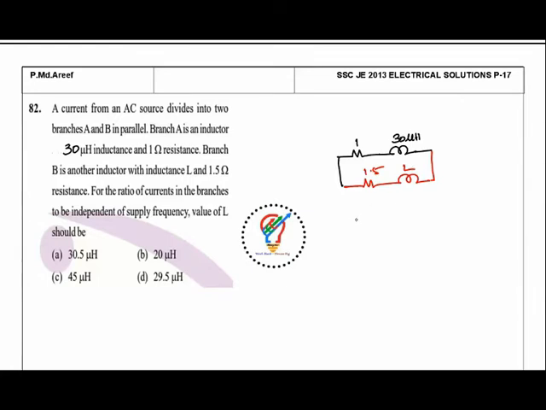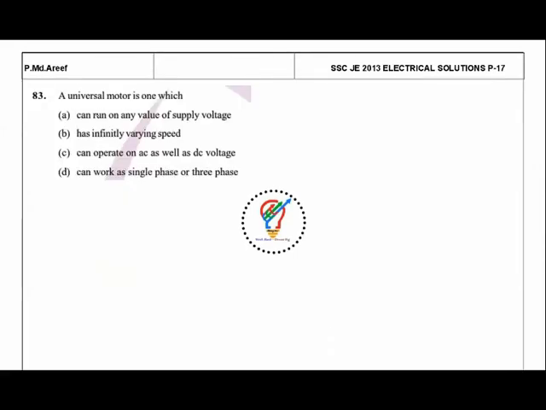So L by 1.5, inductance to resistance, is equal to inductance 30 microhenry to resistance 1. So L is equal to 1.5 into 30, that's 45 microhenry. So L is 45 microhenry. C is the answer. Next question.